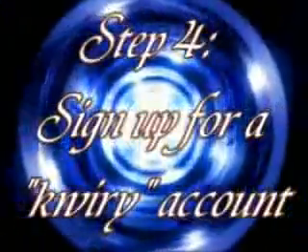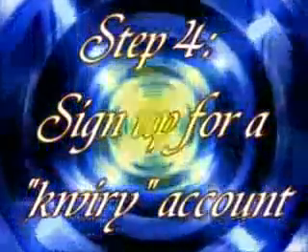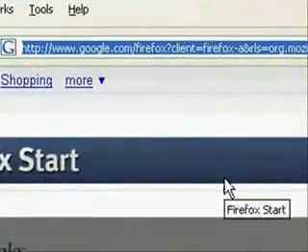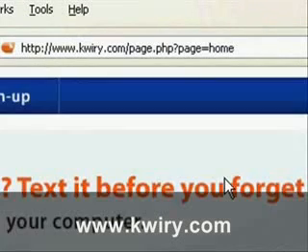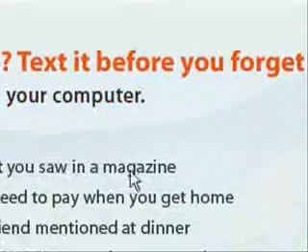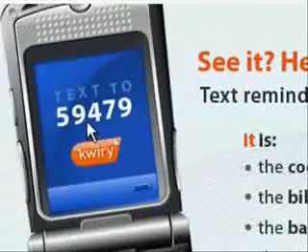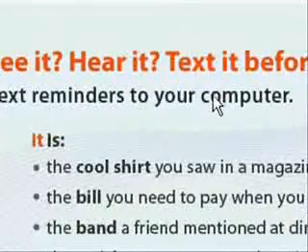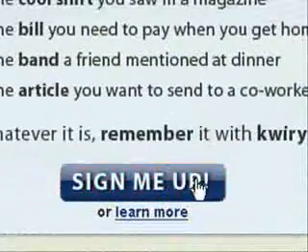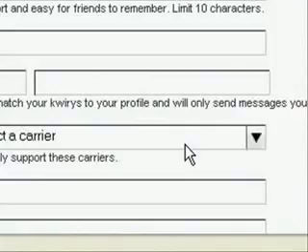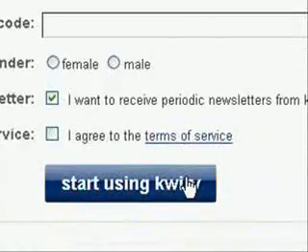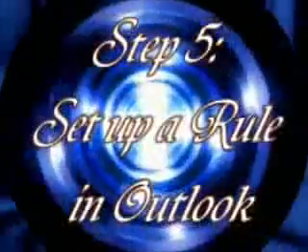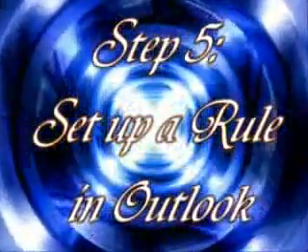The fourth thing we want to do is sign up for a Qwery account. So go to www.qwery.com. What this program does is it allows you to send it text messages, and it will email them to your email account. So it's pretty cool because we can send it a text and it will send us an email with what we sent in the text. So just sign up for that account, and we'll move on to the fifth step, which is to set up a rule in Outlook.